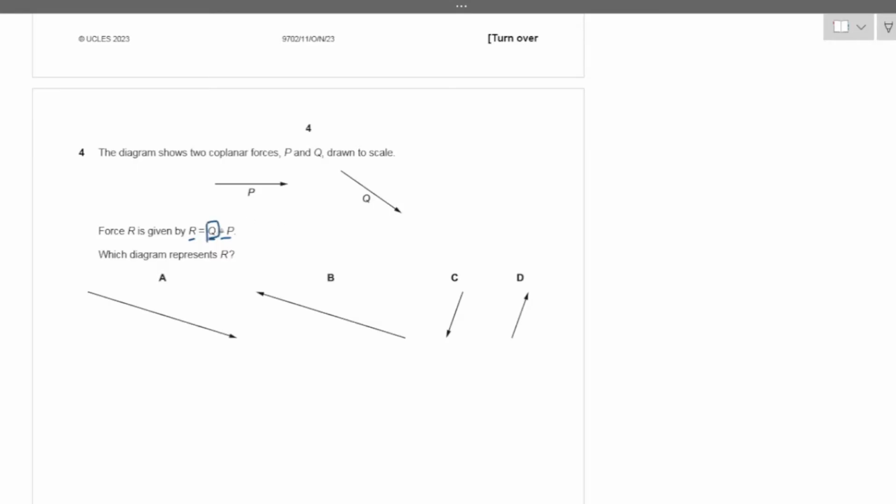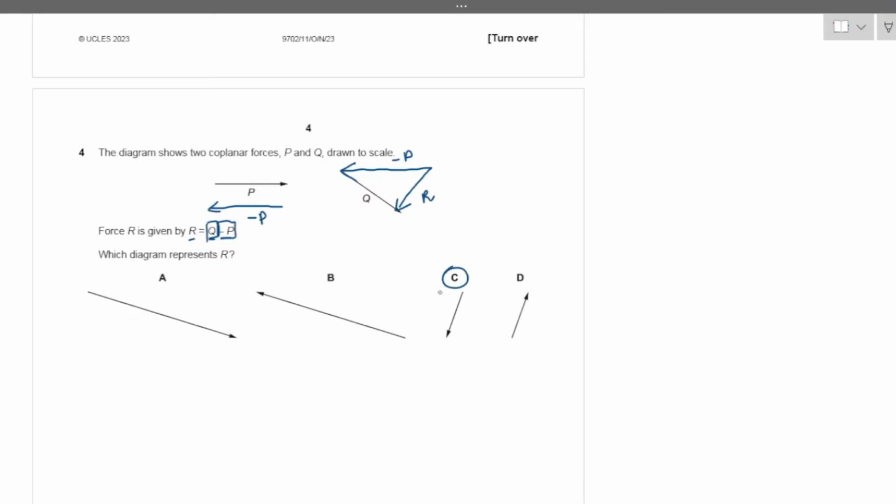Q, they're considering it positive, but with P you have a minus, which means that it is going to flip its direction. So P would be like this, minus P, because that is R. Now you are going to make the vector triangle. So this was going to be over here, P like this, minus P, and then you can complete it from the head to tail rule to get this as your resultant. And therefore, option C is the correct answer.